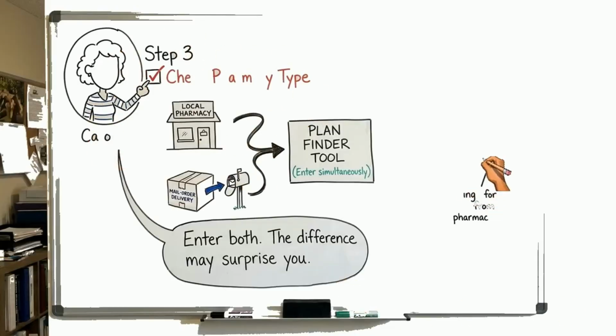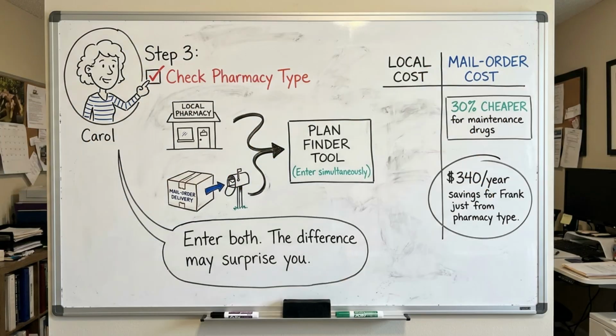Step 3. Enter your preferred pharmacy. Enter your local pharmacy first to see costs there. Then, critically, enter a mail-order pharmacy as a second option. Mail-order pharmacies often reduce drug costs by 20 to 40% for maintenance medications taken long-term. The Plan Finder will show you cost differences between pharmacy types. For Frank's medications, switching to mail-order alone saves $340 per year, regardless of which plan he is on. Step 4.